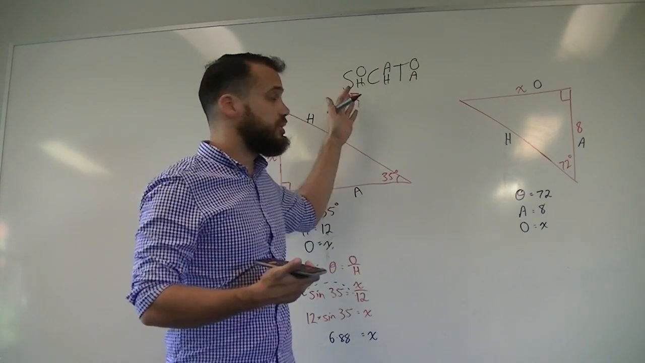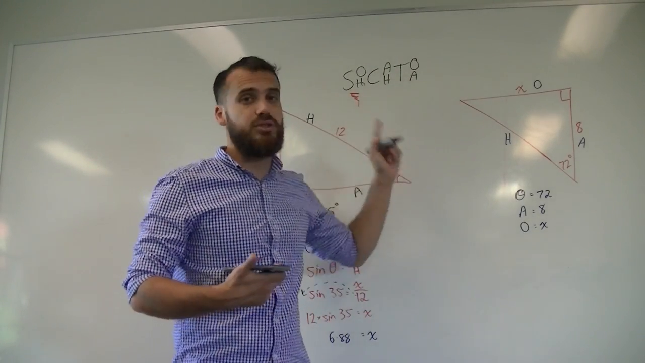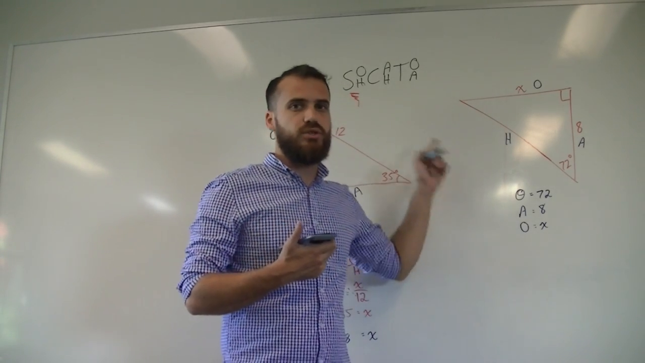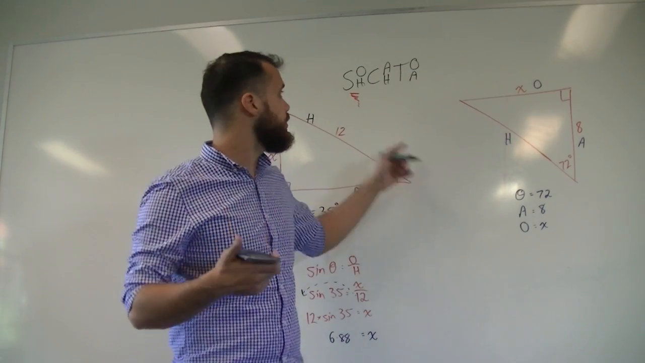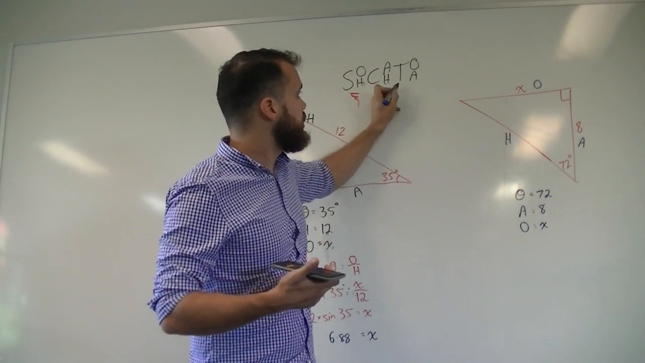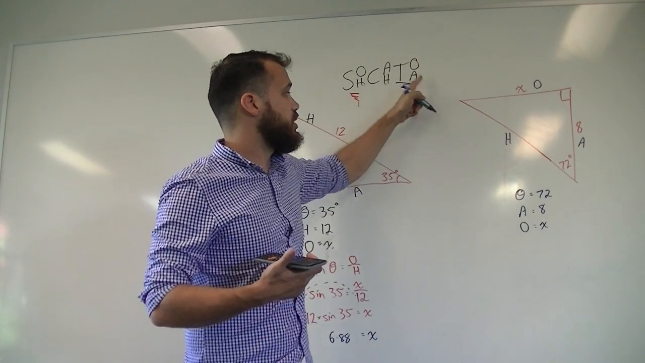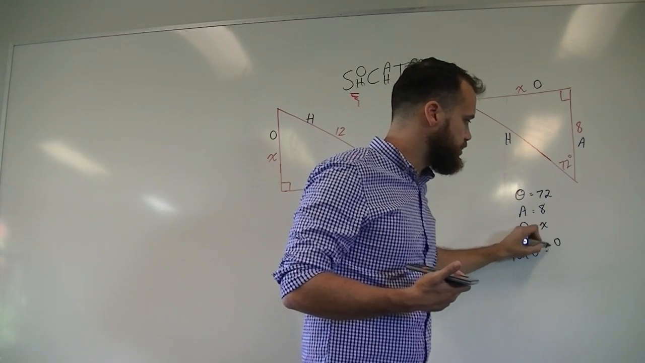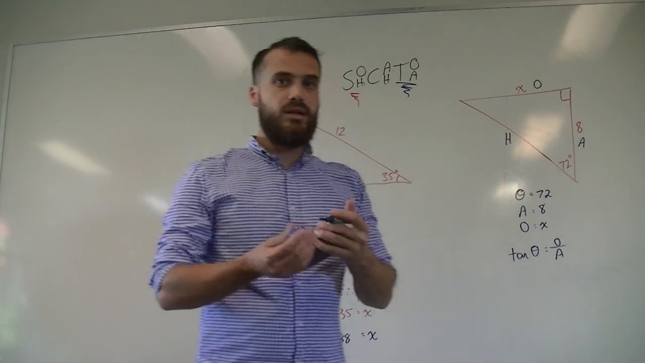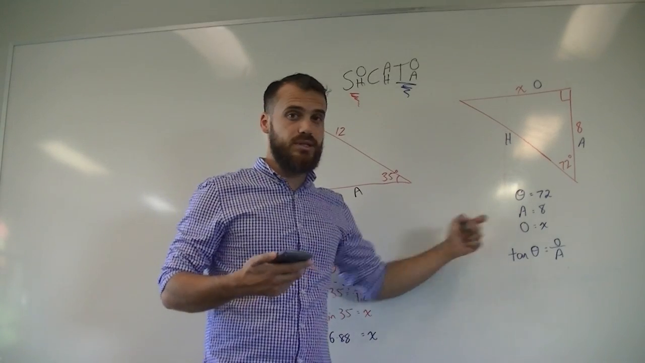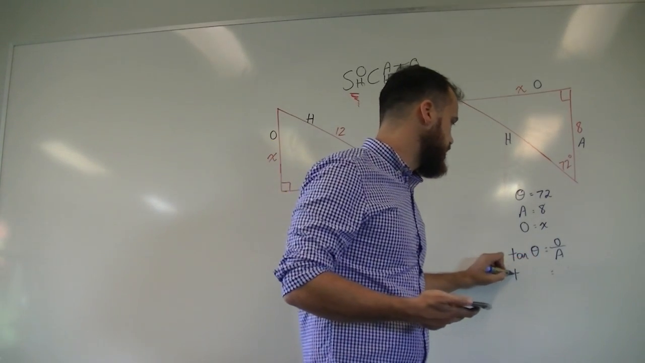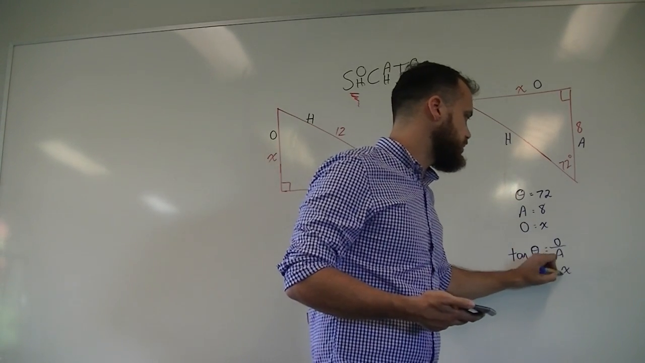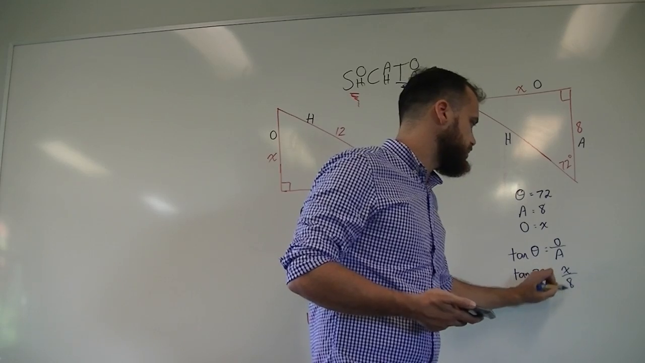Next step, go to SOHCAHTOA and figure out which one of these ratios you need. You're interested in opposite and adjacent. Which ratio has opposite and adjacent in it? This one: tan theta equals opposite over adjacent. Next step, write your formula in: tan theta equals opposite over adjacent. Next step, substitute your numbers in. So tan 72 equals opposite, which is x, over 8.